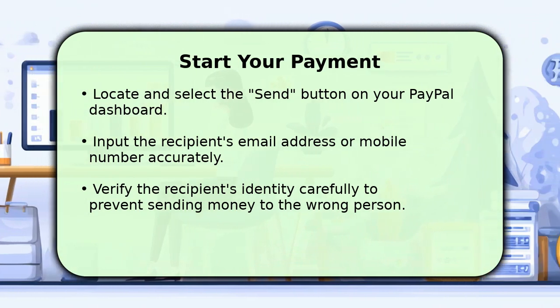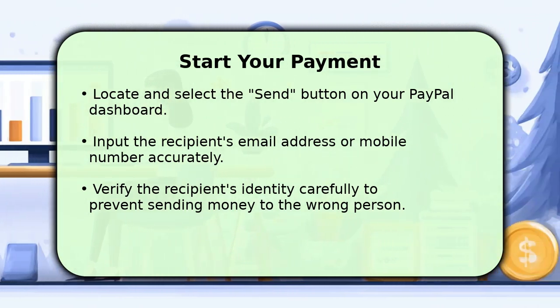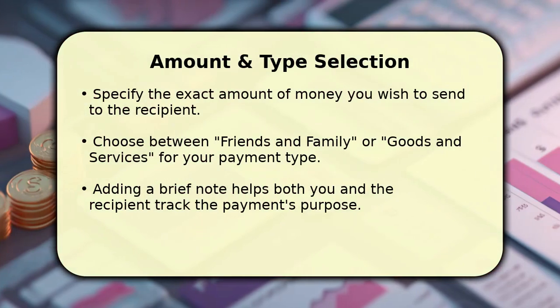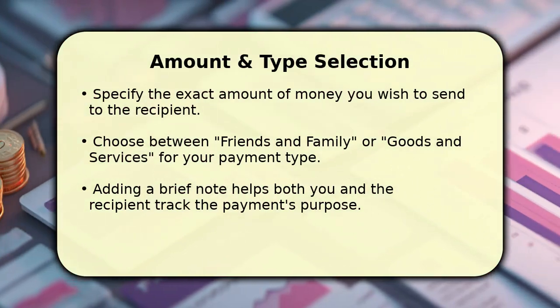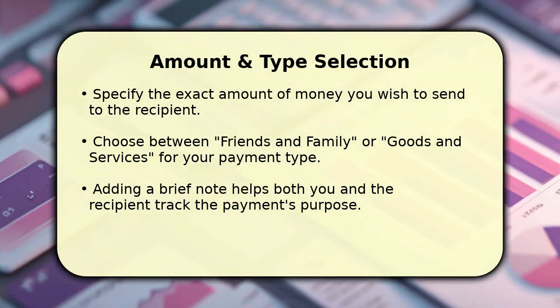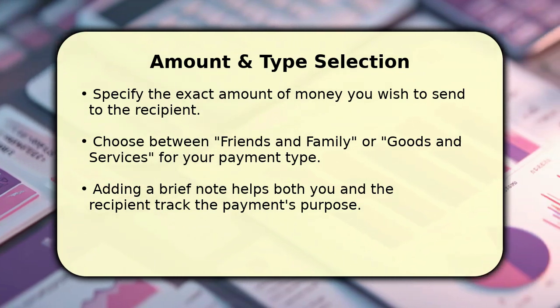Double-check this information thoroughly. An incorrect detail could send your money to an unintended person. Enter the precise amount of money you want to transfer, for example, $55.50. PayPal will then ask you to select the payment type.